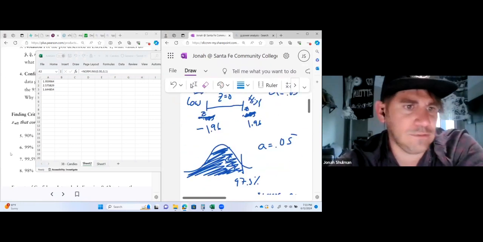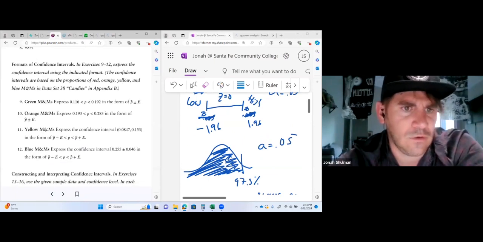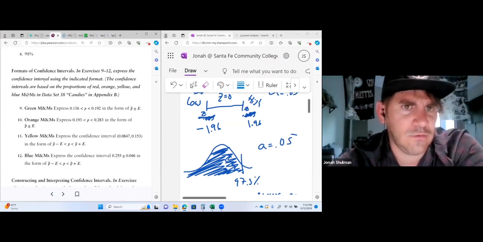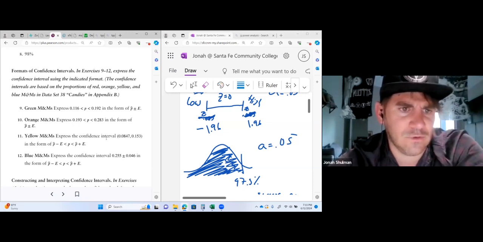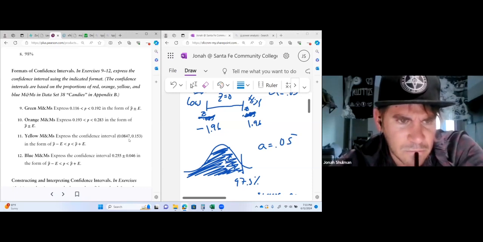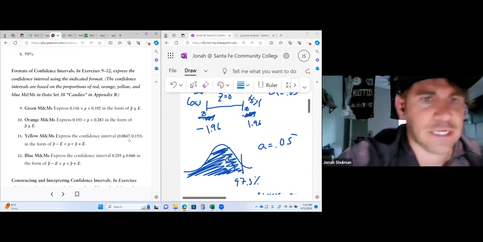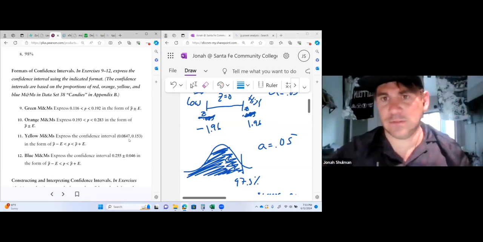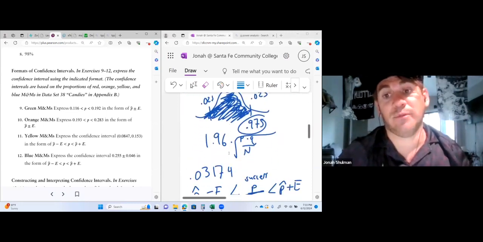All right, what else we got to do? 11 through 14. Let's see what we got. 11. In section 9 through 12, confidence intervals. The confidence intervals are based on the proportions of red, orange, yellow, and blue M&Ms, Data Set 32 in Appendix B. Express the confidence interval in the form of 0.0847 to 0.1453. Oh, okay, so they just want us to change this into the other form. They've already given us the answers. I thought we were going to have to find these values and I was about to not be happy.